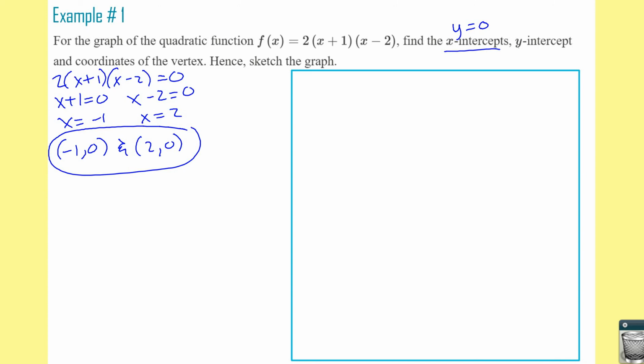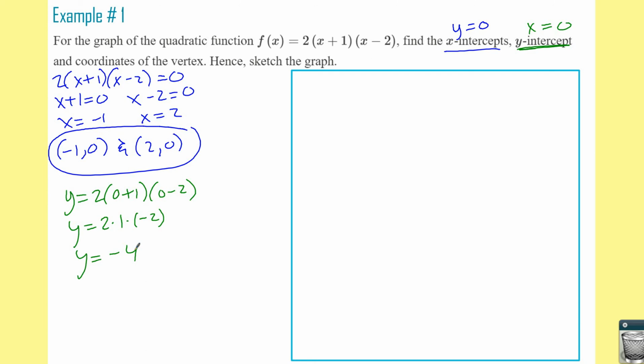Then my y-intercept, I'm only going to have one of those if it's a function, is when x is 0. So I get y equals 2 times 0 plus 1, 0 minus 2. So we get 2 times 1 times negative 2, so y equals negative 4. So my y-intercept is going to be 0, negative 4. Always write it as a point unless otherwise stated.